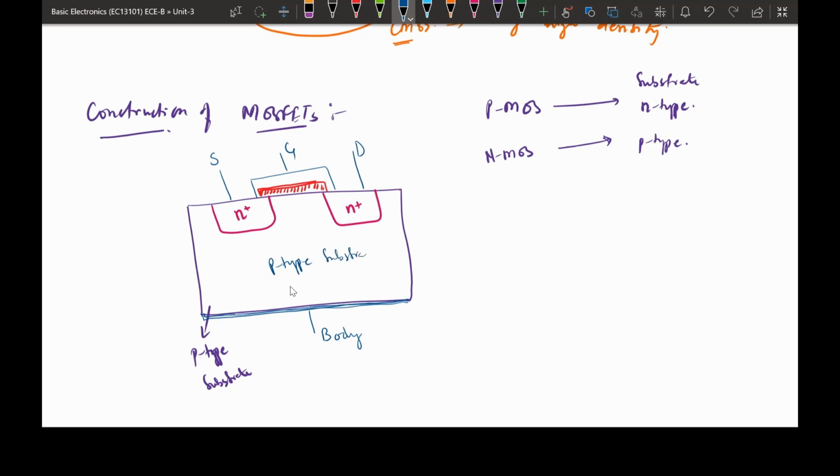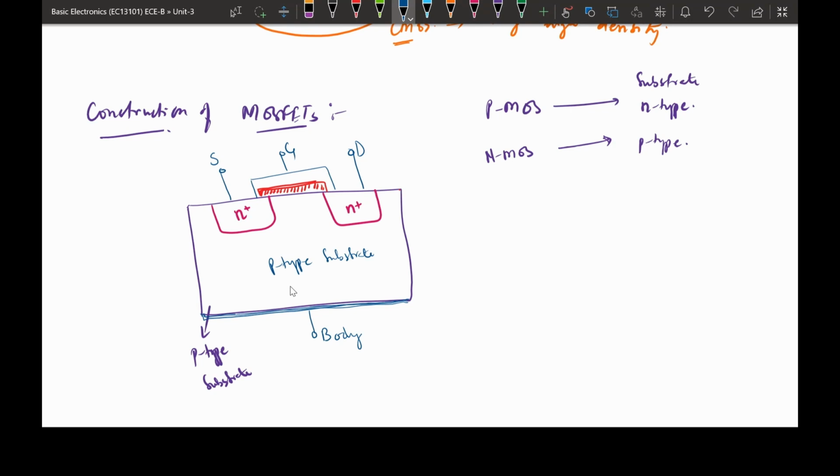So this is a terminal called body, and this is your drain, and this is gate, and this is your source. So this channel region, in case of depletion type MOSFET, we will be making highly doped, further doping in this region so that there will be a predefined channel. But in case of enhancement type, we will not be performing any type of doping here, so that whatever P type is there, the same substrate will be looking like here.